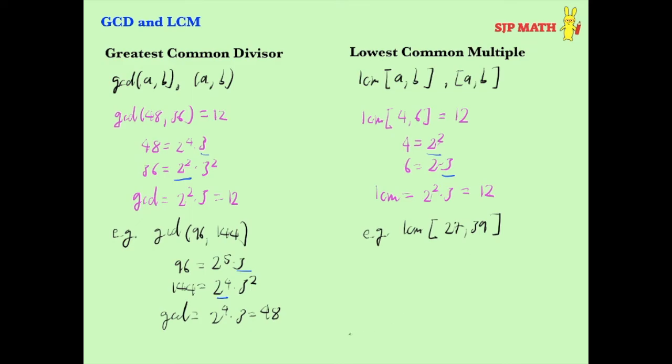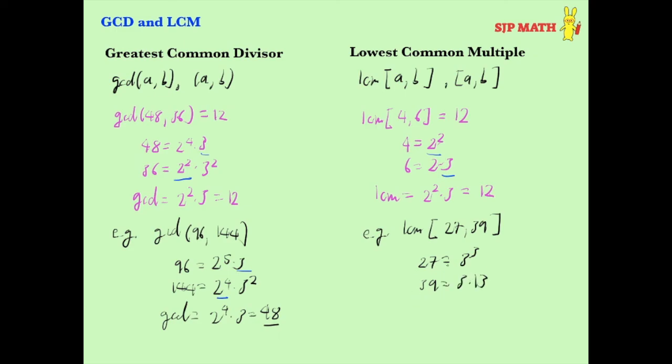So good job if you got it right. For the second question, again we just prime factorize. Normally if you get a GCD or LCM question, you will have to prime factorize all the numbers involved, because it will greatly help, as you can see here. So 27 is equal to 3 cubed, and 39 is equal to 3 times 13.